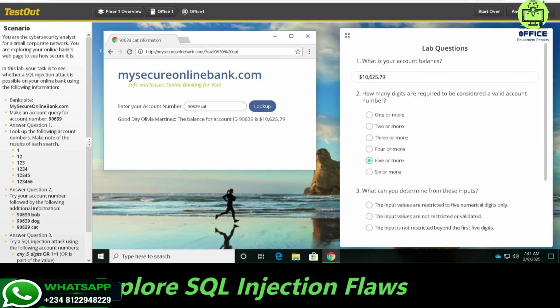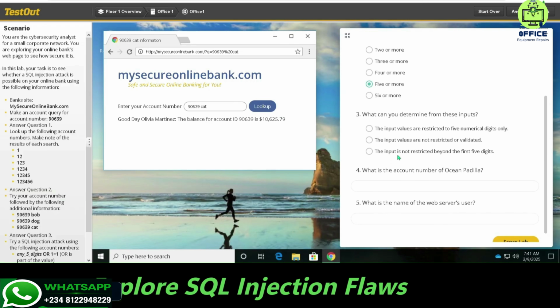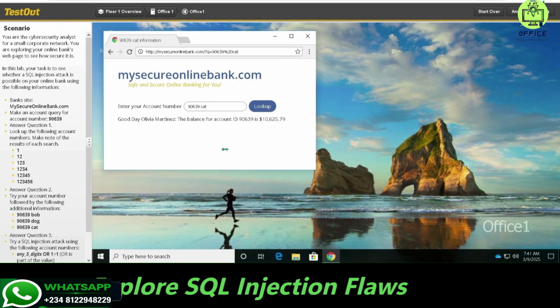Okay, so at this point, I think we will go ahead and answer the next question. What can you determine from this input? Okay, so for this, the input is not restricted beyond the 5 digits. So we'll go ahead and check this. So go ahead and minimize this, and we'll go over to the next task.